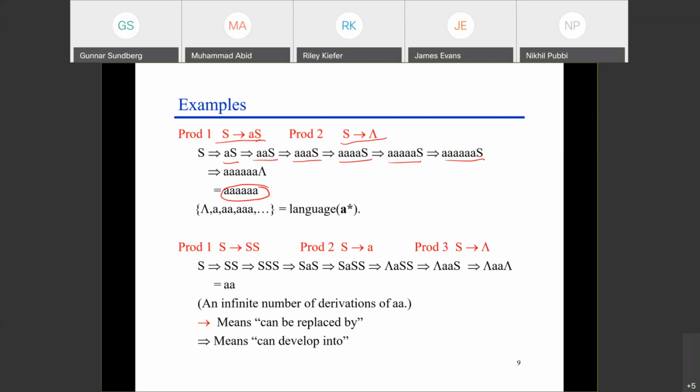And now, if you see this grammar here, we can figure out that by this grammar you can have lambda, you can generate one A, and then S can be replaced by lambda. You can generate 2 A's, and then S can be replaced by lambda, 3 A's, then S can be replaced by lambda, and so on. And what is this? This is basically A star. So we can say that this grammar defines this language, A star.